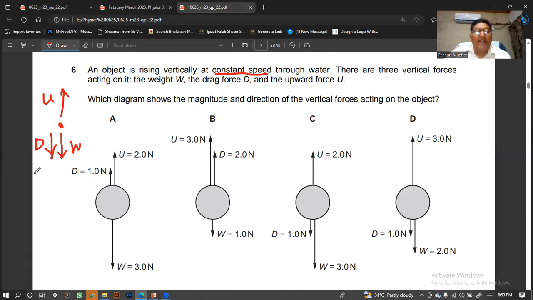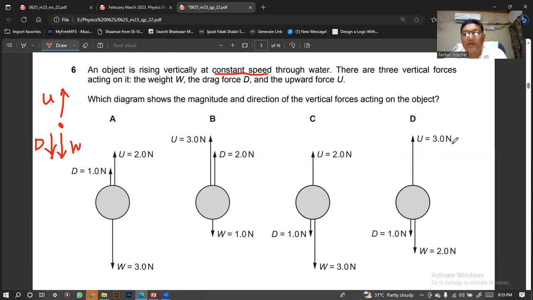So we are looking for that diagram in which the weight and the drag force are downward, and the upward force, U, is in the upward direction. Downward and upward forces should be equal to each other because the body is moving with a constant speed, which means that the body has zero resultant force.